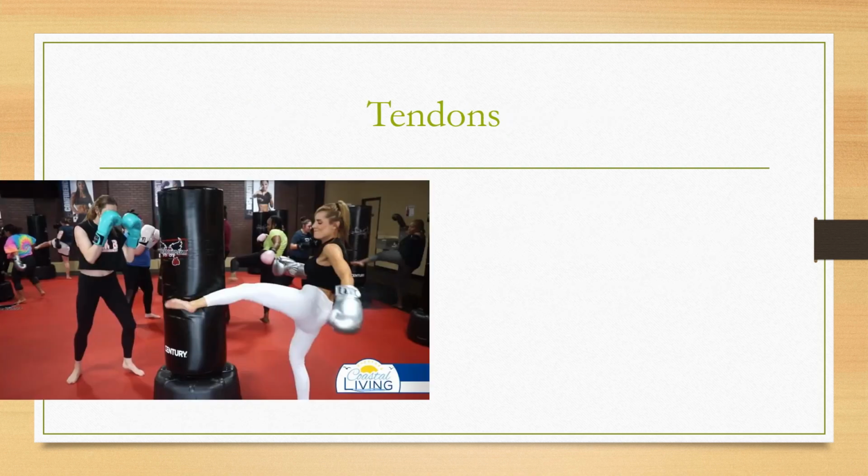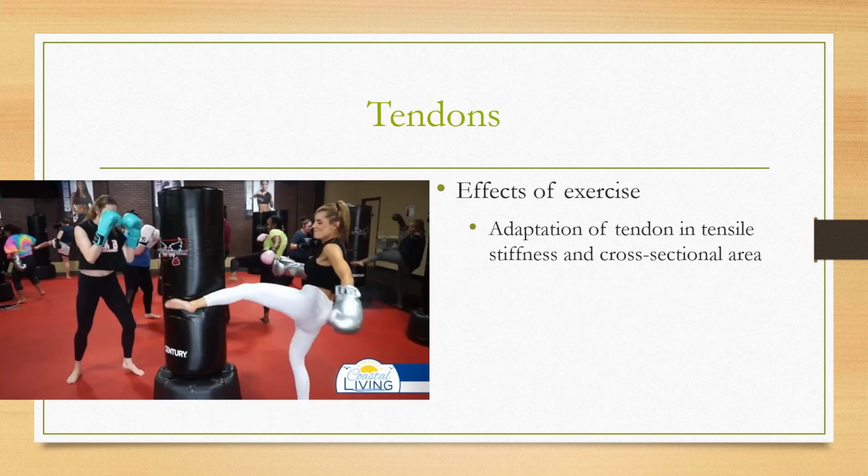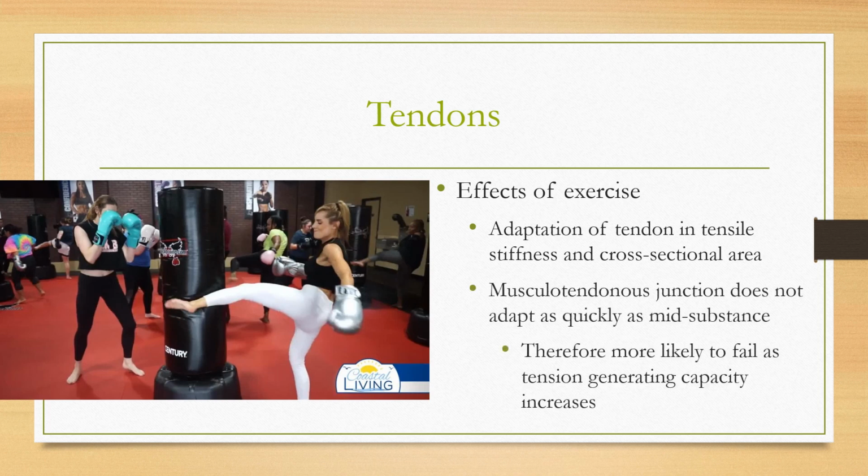The good news is that tendons can adapt to exercise, so they get stronger and thicker. The bad news is that as the muscles get stronger, also through adaptation, the part of the tendon that does not adapt as quickly is the musculotendinous junction. And therefore, as we get stronger, the musculotendinous junction becomes more likely to fail with high tension muscular contractions.